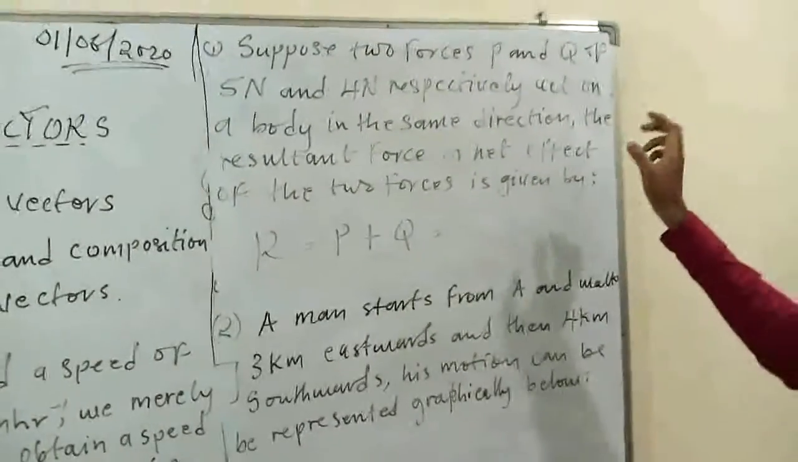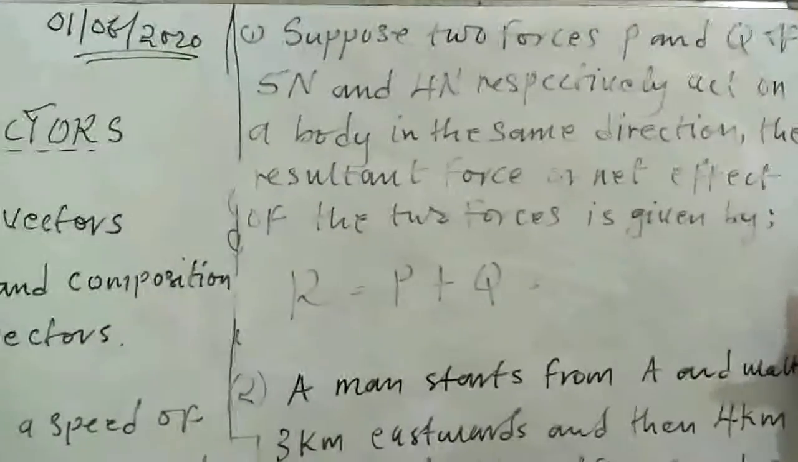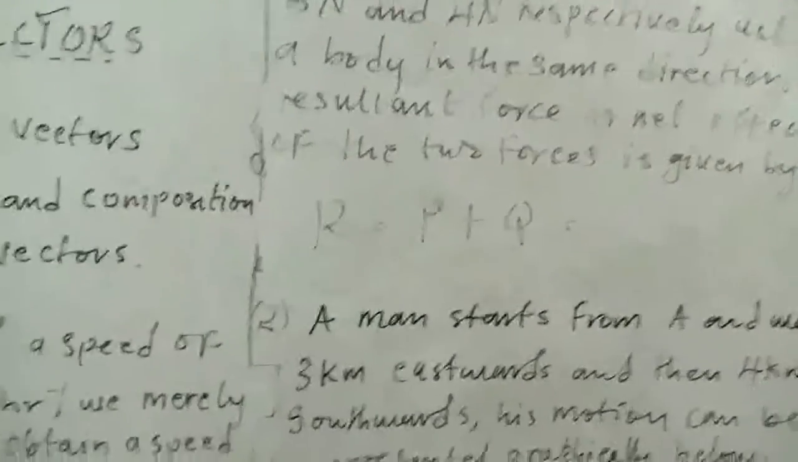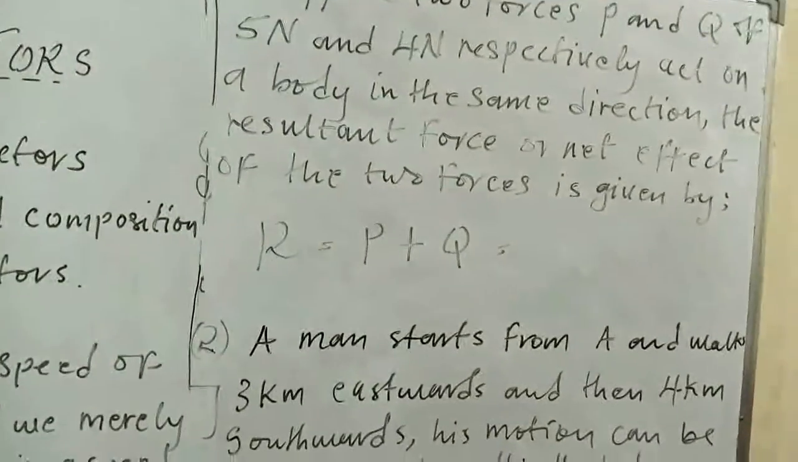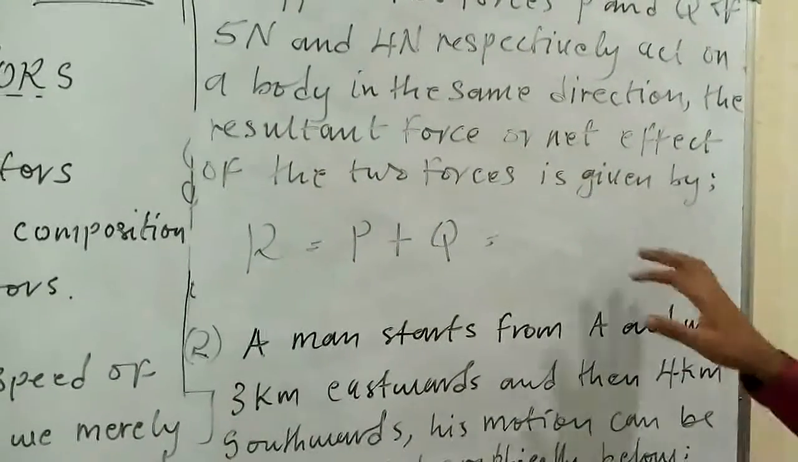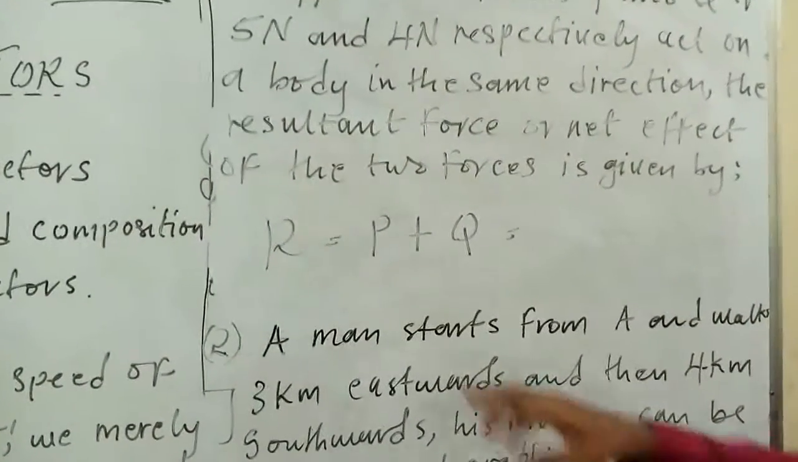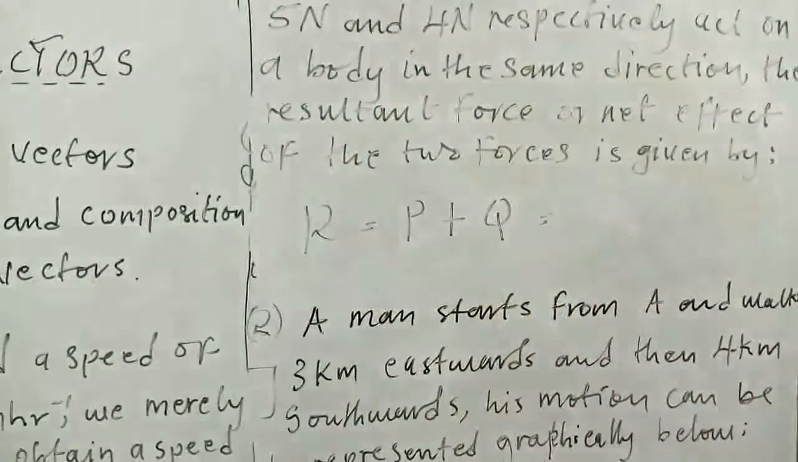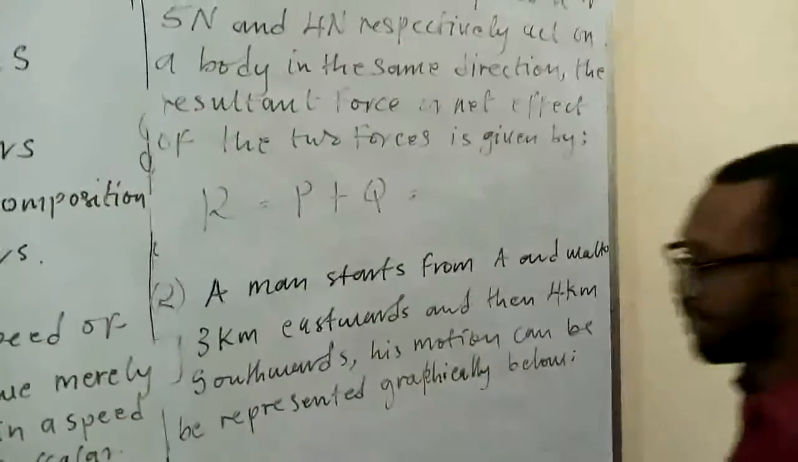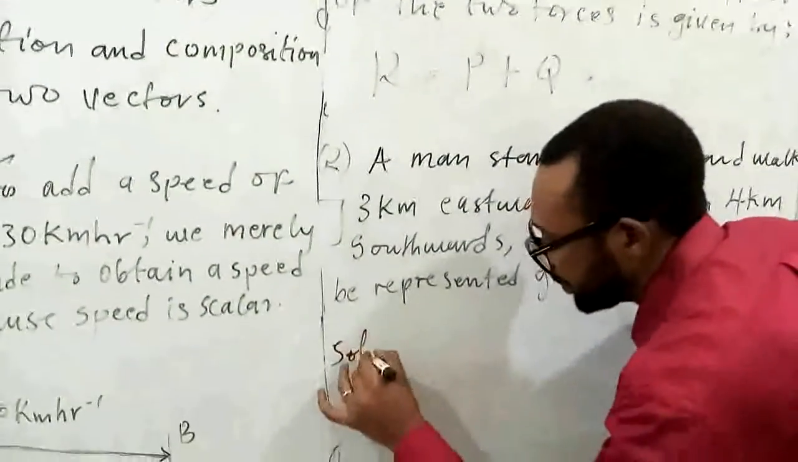Suppose two forces, P and Q, of 5 Newton and 4 Newton respectively, act on a body in the same direction. The resultant force or net effect of the two forces is given by R is equal to P plus Q. It's as simple as that. Let's take that solution.